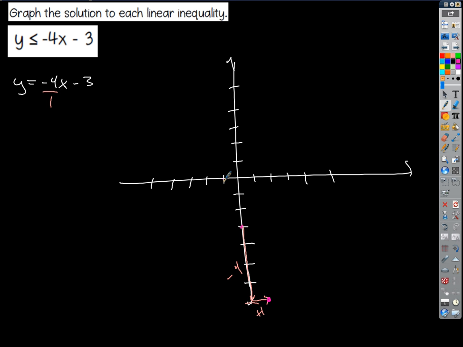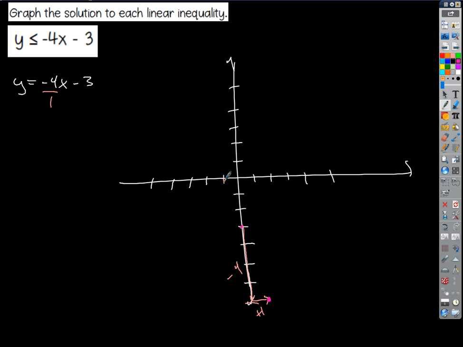But we're not graphing a line. We're graphing an inequality, right? So what does it mean to be an inequality? Well, now I want all the y values that are going to be less than or equal to that line. Does that make sense? Okay, so what is the graph of an inequality always going to look like? Well, it's always going to have the boundary line, and then we're going to shade either above or below that boundary line, right? Does that make sense?